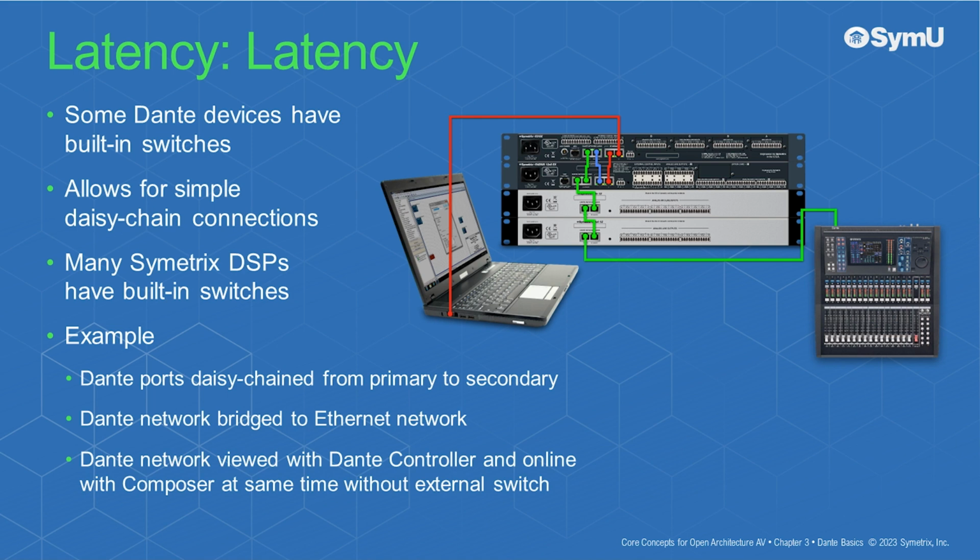In this example, the Dante ports are daisy chained from primary to secondary, and the Dante network has been bridged to the Ethernet network. The Dante network can be viewed with a PC via Dante Controller and be online with Composer at the same time, without using an external switch.